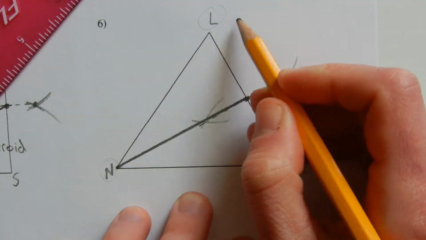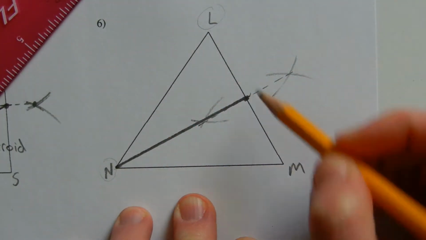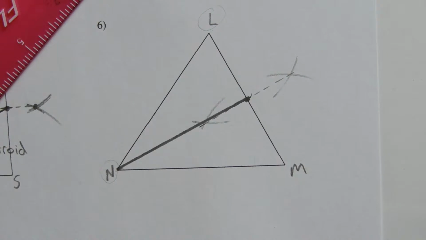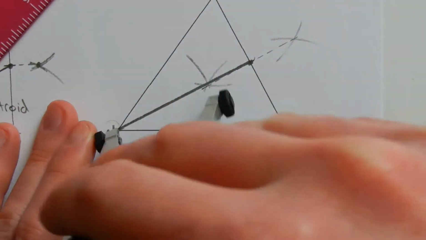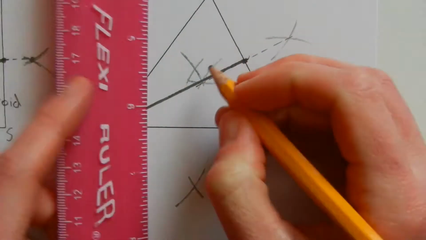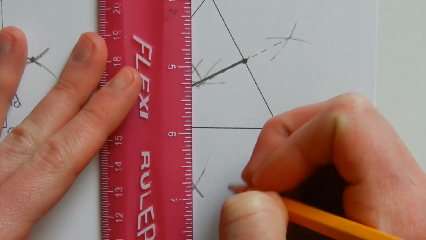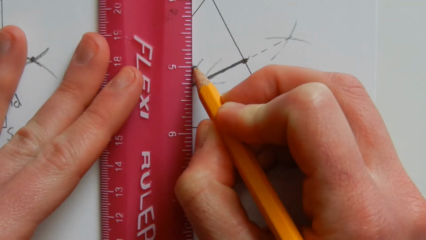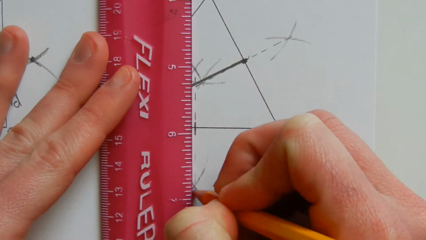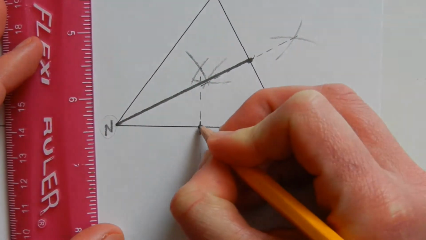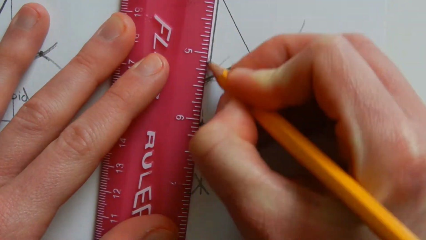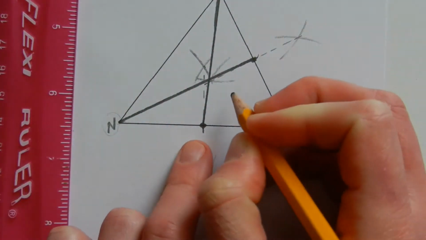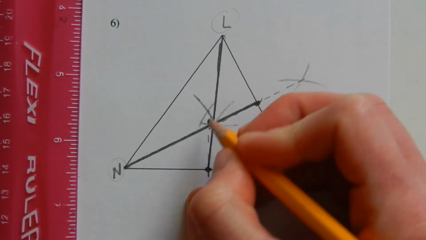Now, finding the midpoint of NM will allow me to form the median with vertex L. Now creating my perpendicular bisector using those intersection of marks. My median of NM occurs at that point, and I'll connect that to vertex L. And where those medians intersect is my centroid.